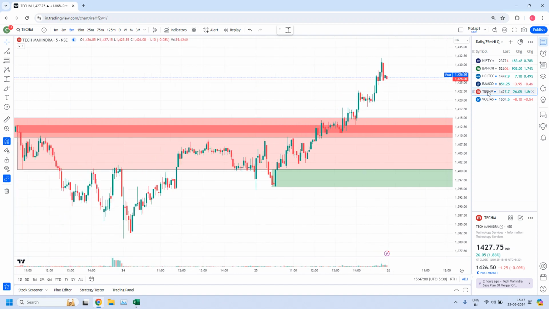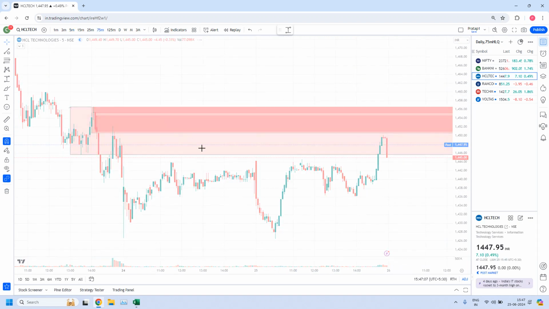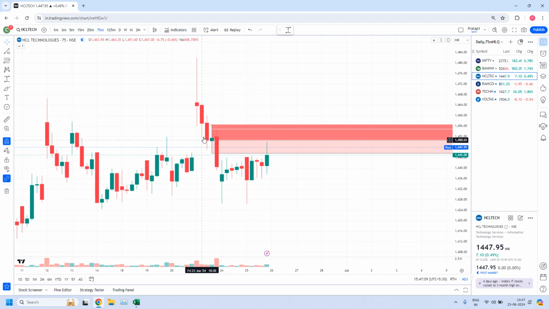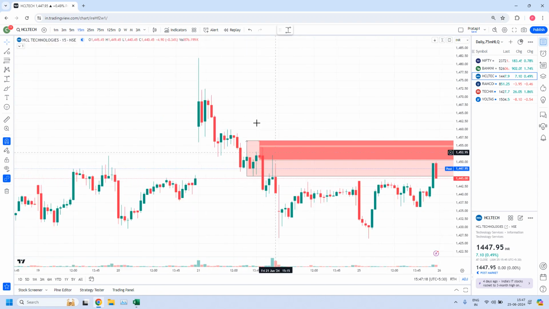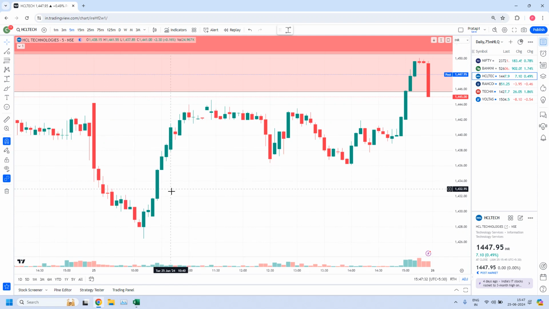And we have one more stock, HCL Technologies. This is also a 75 minute supply zone. We have a drop base drop. This drop base drop is fine tuned with the 15 minutes time frame. In the 15 minutes time frame, you have an ERC candle as a leg-in, a base candle and then a drop candle. Rally base drop. So this 15 minutes is again fine tuned with the 5 minutes time frame.